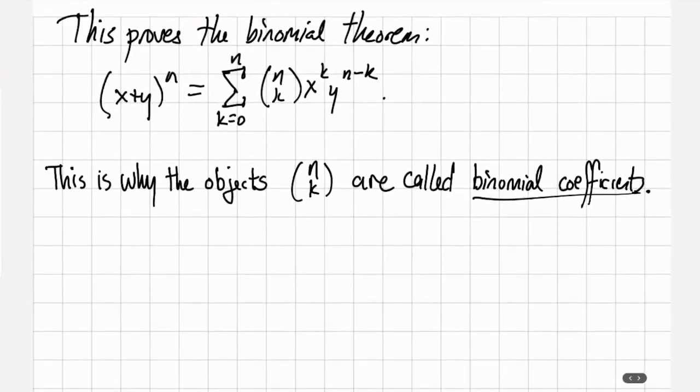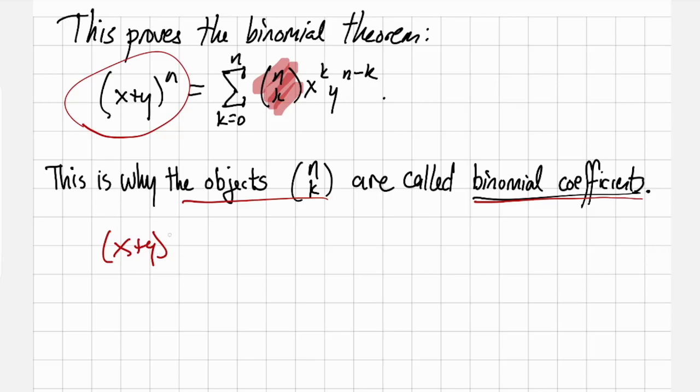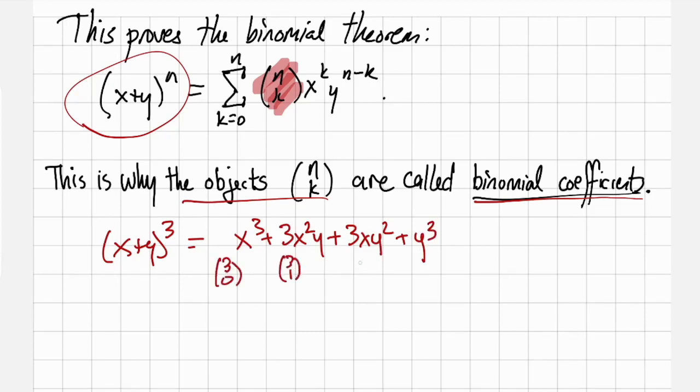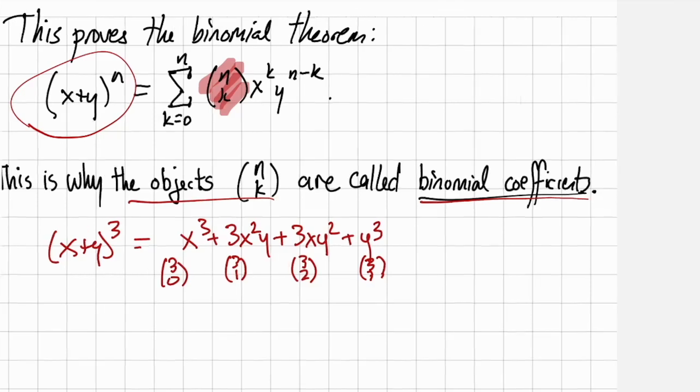We've just proven the binomial theorem that says when you want to expand (x plus y) to the nth power, the coefficients of x to the k times y to the n minus k are all of the form n choose k, and this is why the objects n choose k are called binomial coefficients. On the first page, we had that (x plus y) cubed was equal to x cubed plus 3x squared y plus 3x y squared plus y cubed. What the binomial theorem says is that these coefficients are 3 choose 0, 3 choose 1, 3 choose 2, and 3 choose 3.